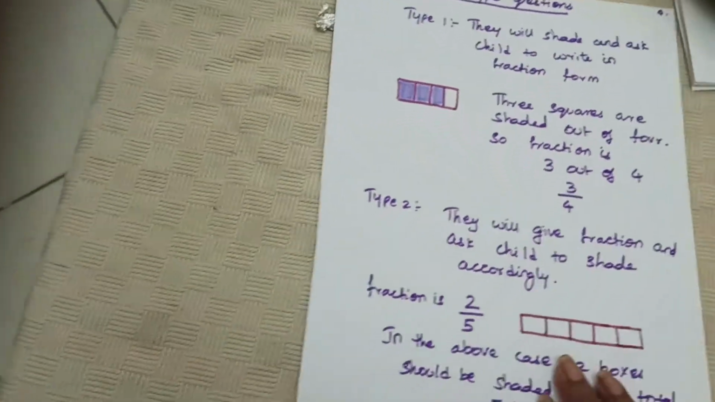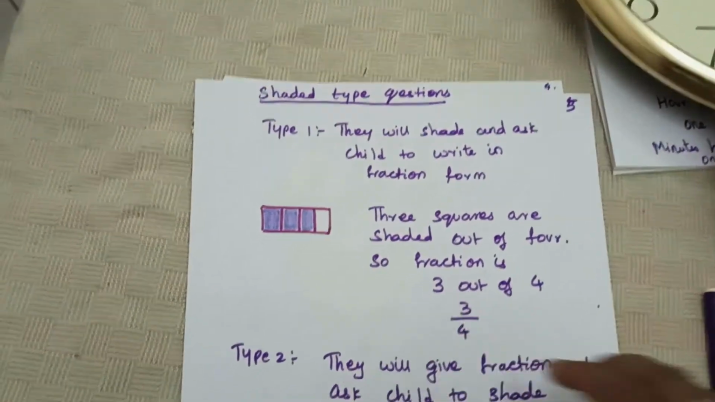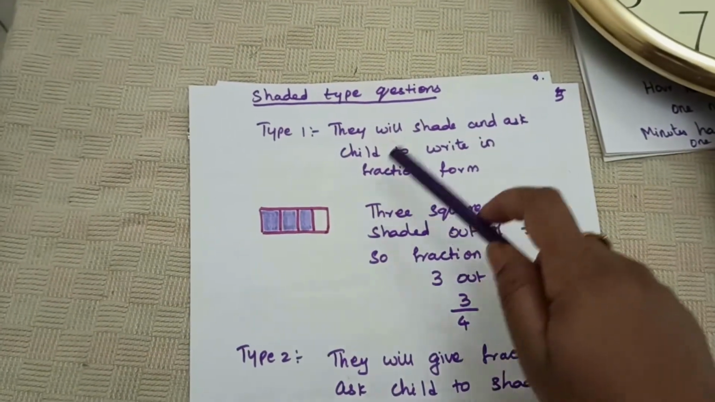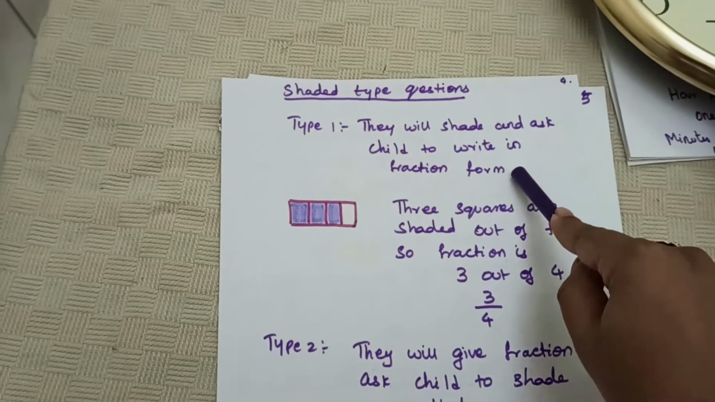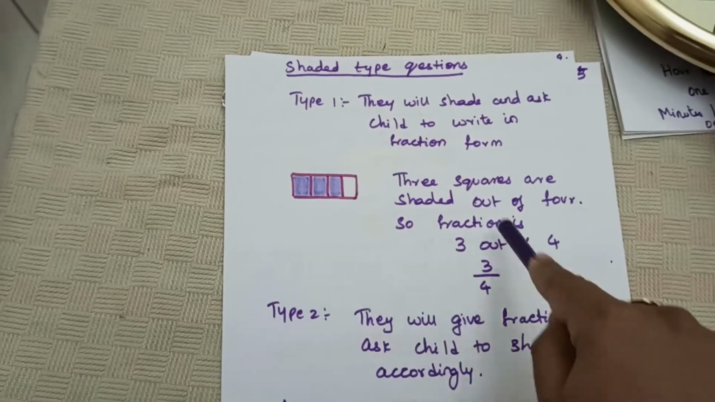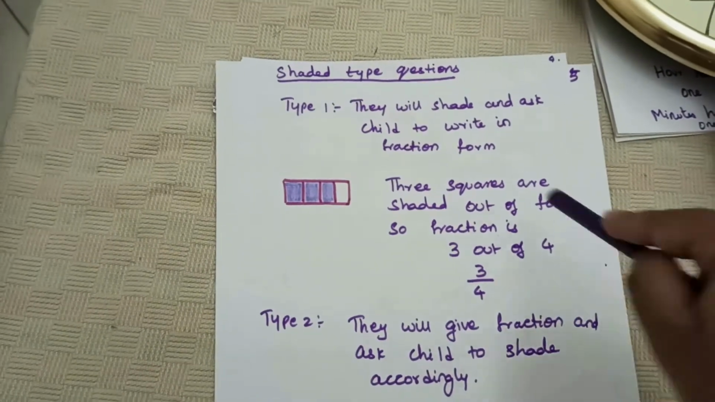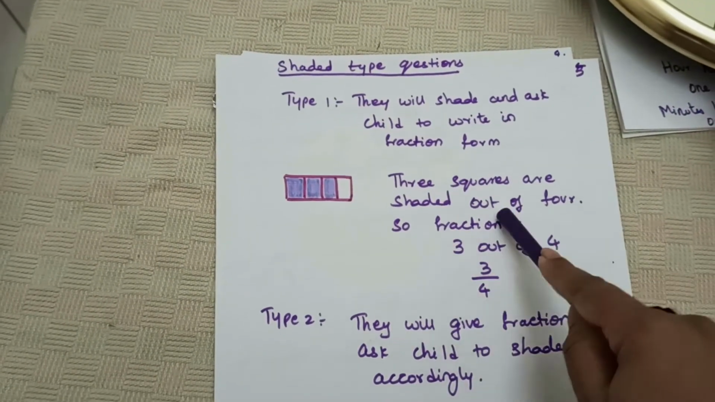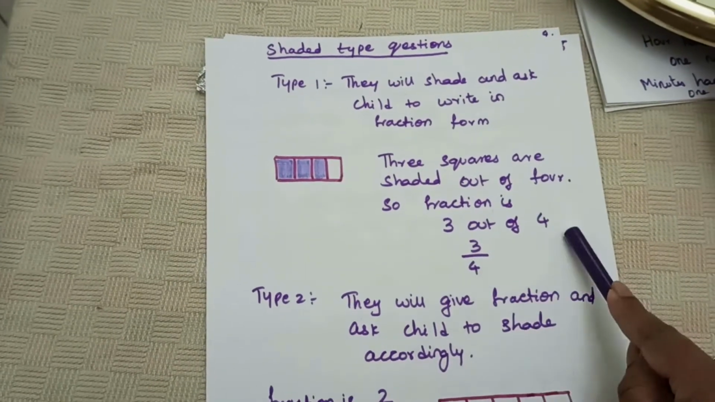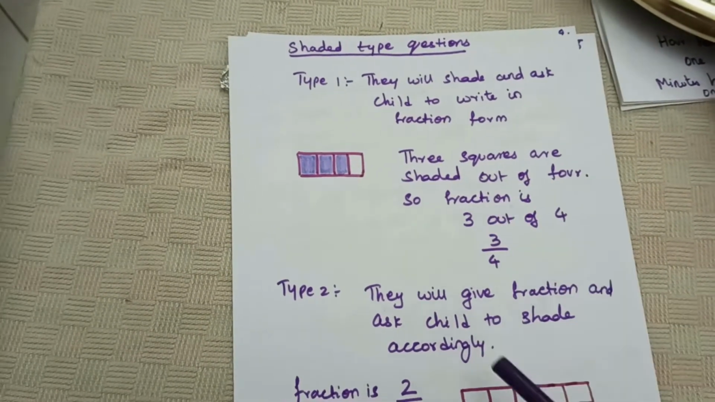And a different type of question can be shaded type questions. In type 1, they will shade and ask the child to write in fraction form. So this will be the question. They will ask to write in fraction form. So how do you have to understand? 3 squares are shaded out of 4. So the fraction is 3 out of 4, that is 3 by 4.